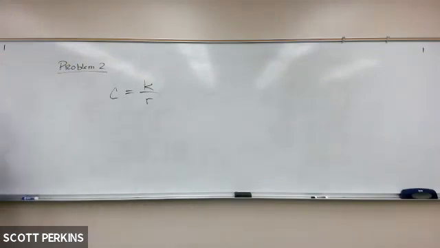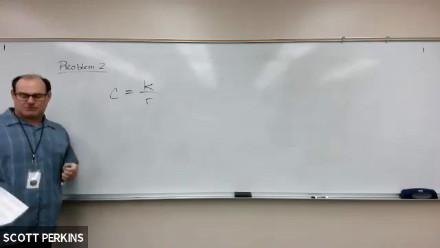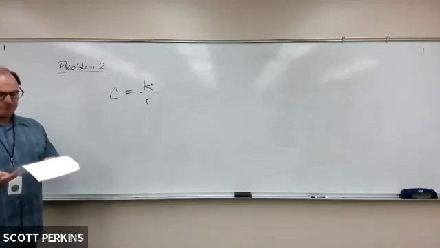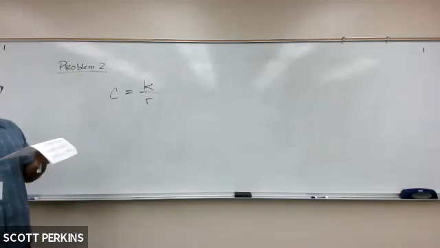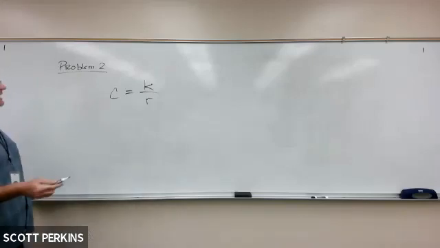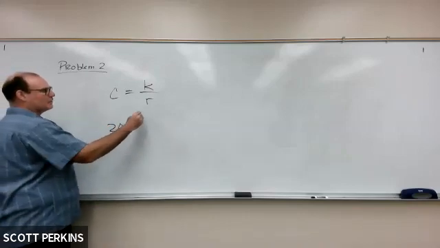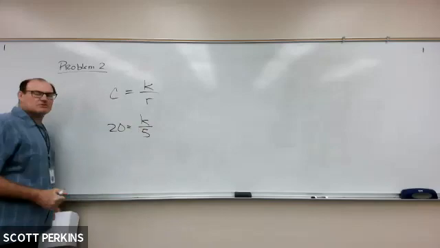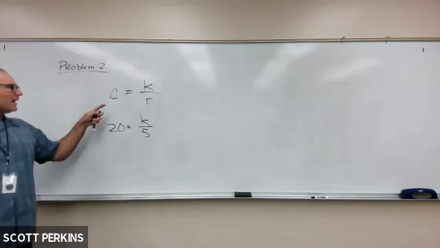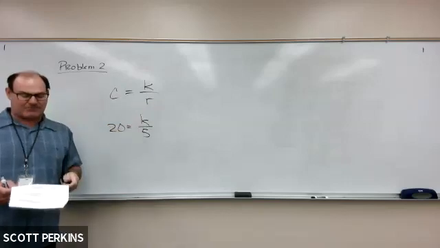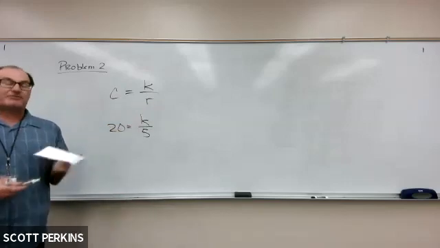All right, so we've set up the relationship. C is equal to K over R. So if the current is 20 amps, when the resistance is 5 ohms, find K. So we're told the current C is 20 when the resistance is 5. So I'm plugging into the proper areas. C is the current, that was 20. R is the resistance, that's 5. I've got to solve this for K.